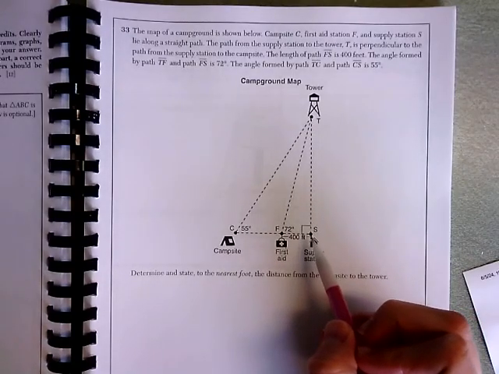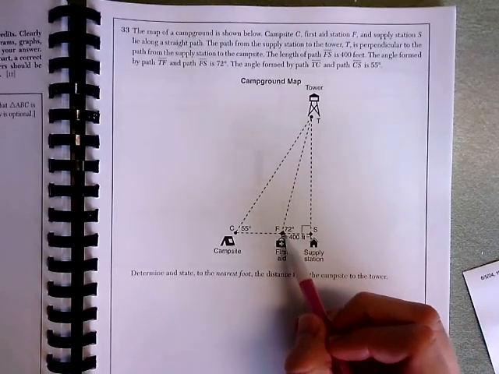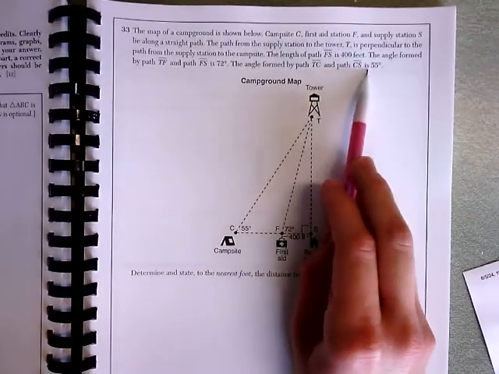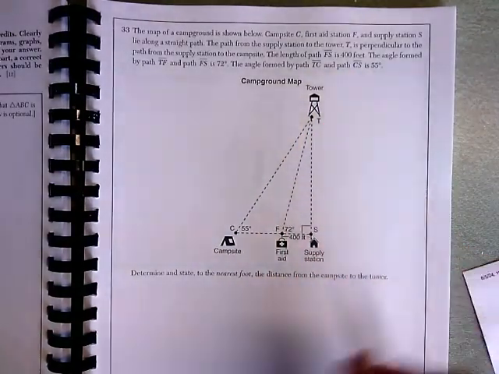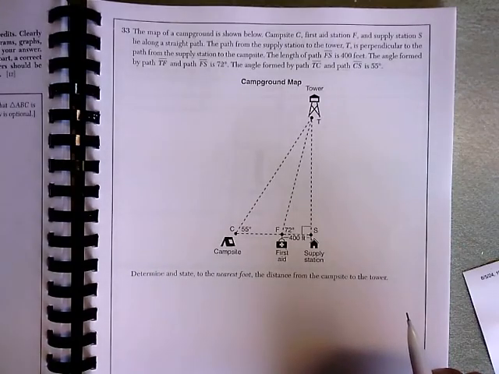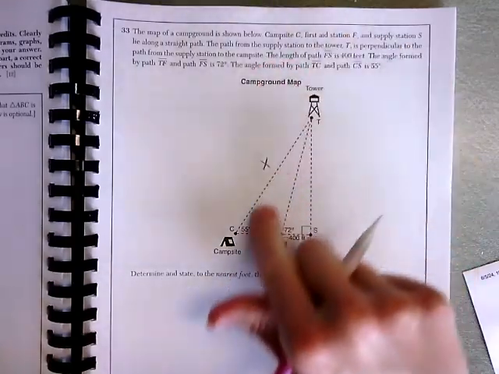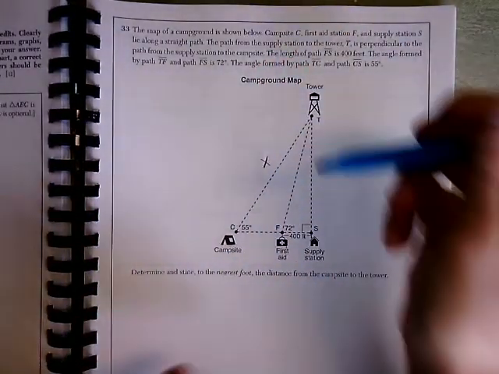The angle formed by path TF is 72 degrees. The angle formed by path TC and path CS is 55. We want to determine and state to the nearest foot the distance from the campsite to the tower. Okay, so this is ultimately what we want to find.